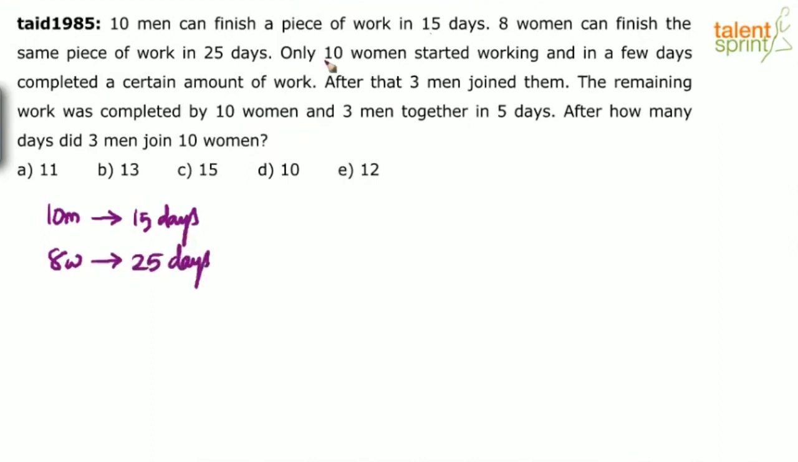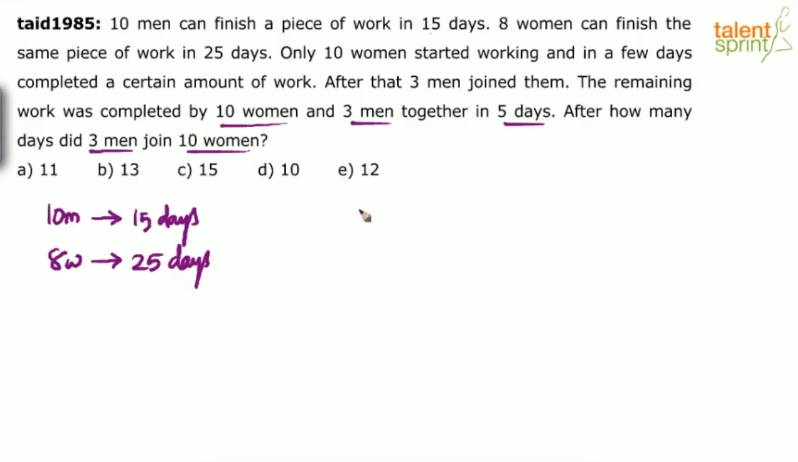Okay, only 10 women started working and in a few days completed a certain amount of work. So it says 10 women have started working and in a few days they have done some amount of work. After that, 3 men joined them and the remaining work was completed by 10 women and 3 men together in 5 days. So after how many days did 3 men join 10 women? Are you able to follow?